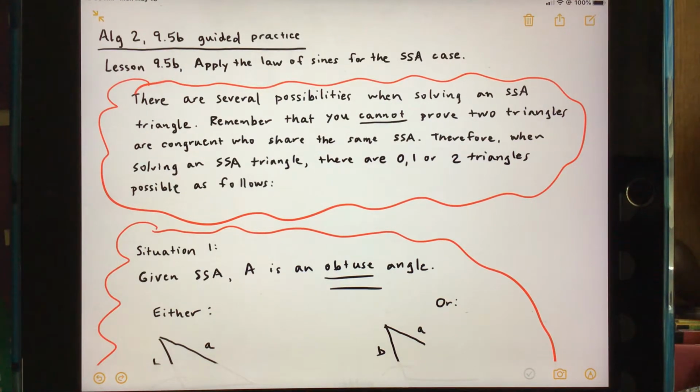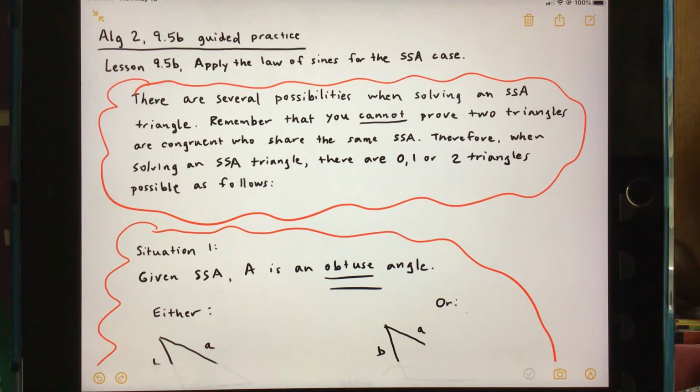Alright, Algebra 2 class, hold on to your hat. Today we're going to apply the law of sines for the SSA case. Everything I've written in a thinking bubble does not need to be written on your paperwork. It's background, it's explanation for what we're doing. There is a lot of complexity to this, so stay tuned.